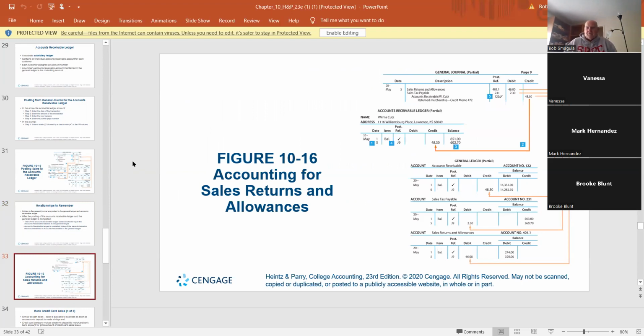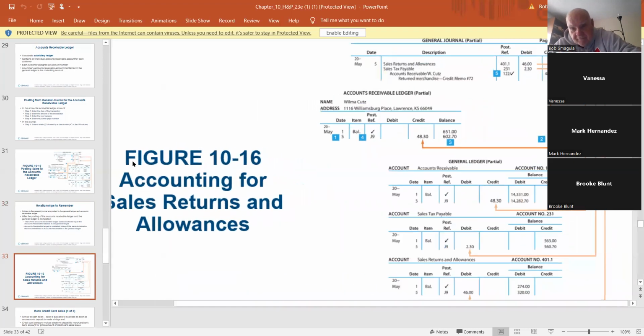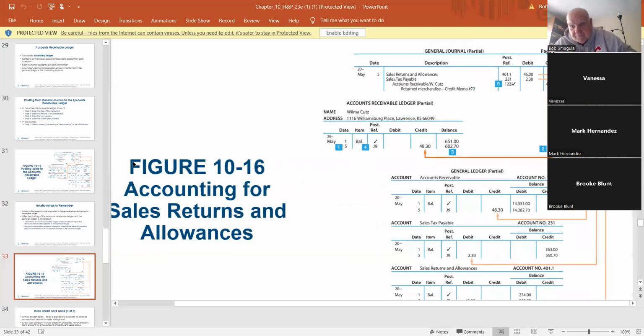Accounting for sales, returns, and allowances. Well, we never debit sales, never. So we have a customer here named Wilma Cutts, and she returned merchandise that was sold for $46. And we've got to give her credit for the sales tax. So we're going to reduce her accounts receivable with a credit, $48.30. And of course, it's going to get posted to the general ledger.